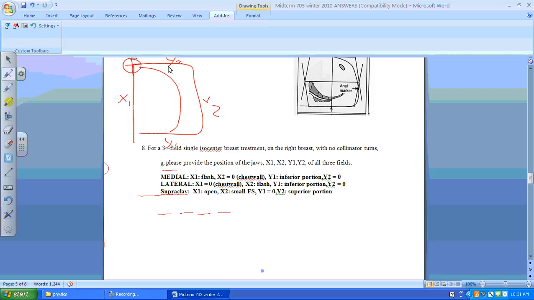And then the supraclavicular field looks like this. It's a right breast, so the isocenter is going to be down here. Okay, and this is going to be X1, Y2, Y1, and X2. Let's see if I got that right. So X1 is open. X2 is small or 0, so X2 might be slightly open. Y1 is equal to 0 because this has to butt to the tangents, and Y2 is the superior portion. That part's open. Okay, makes sense?